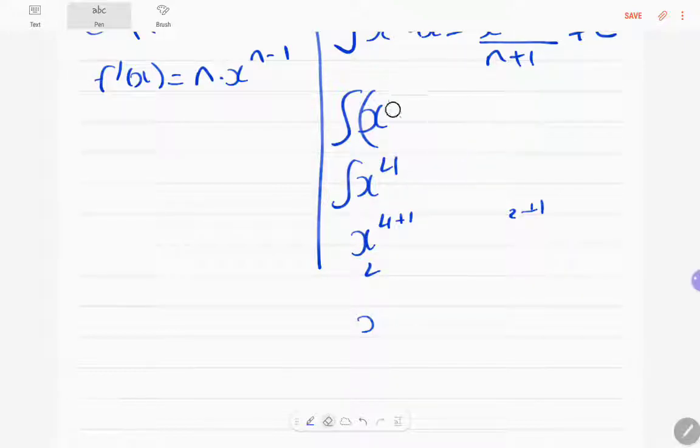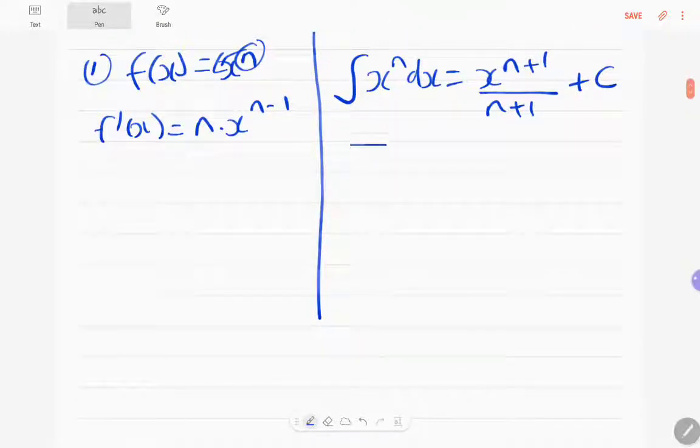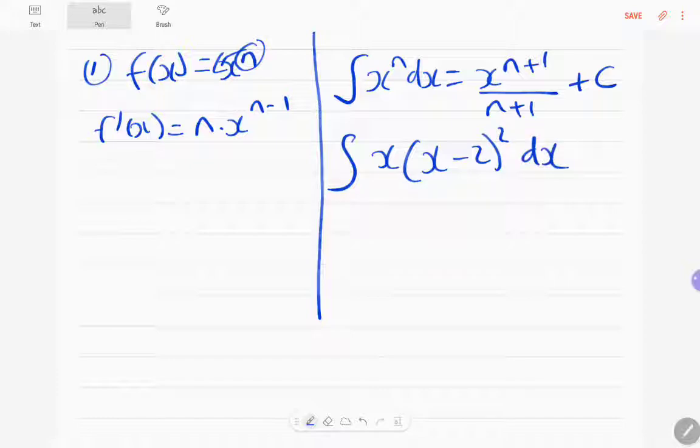Plus c. But it is not necessary to expand. I was just showing you, even if you don't expand and just deal with it. Integral of (x minus 2) squared dx.